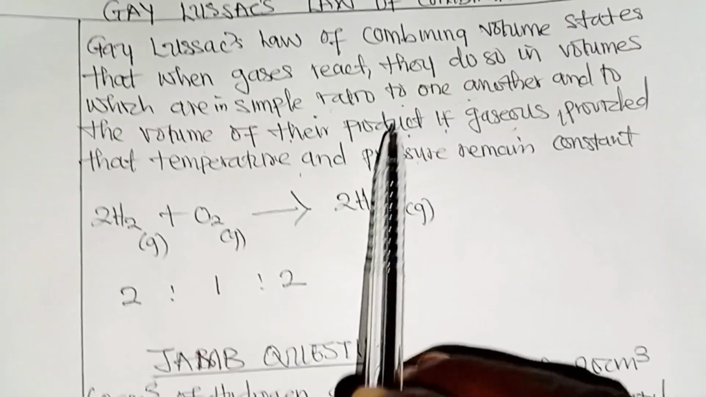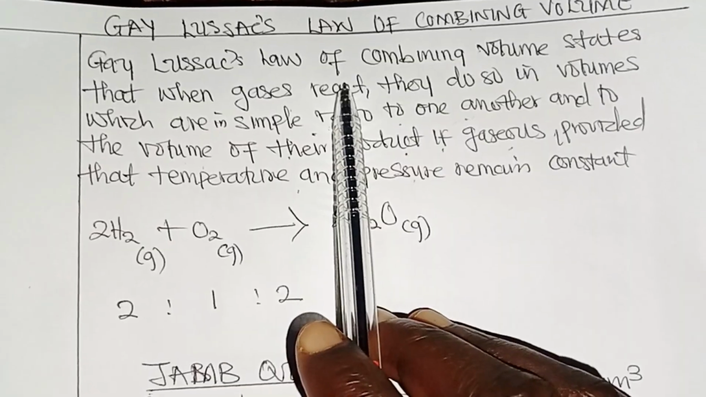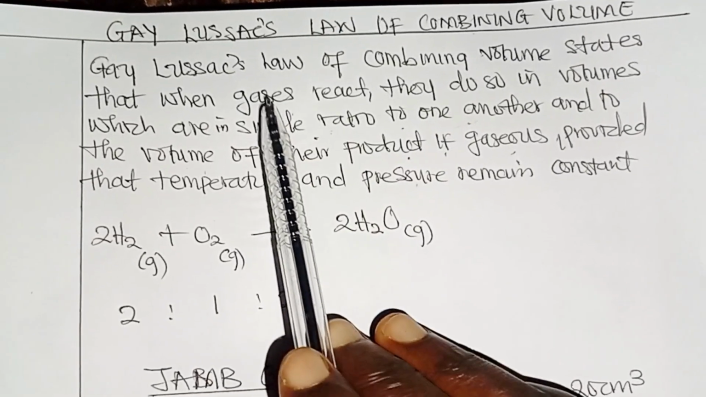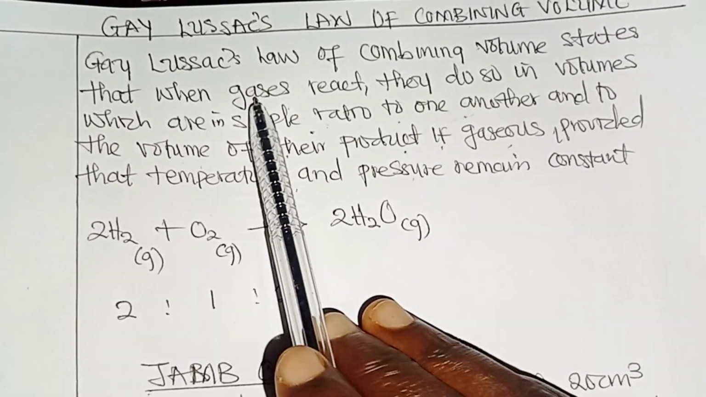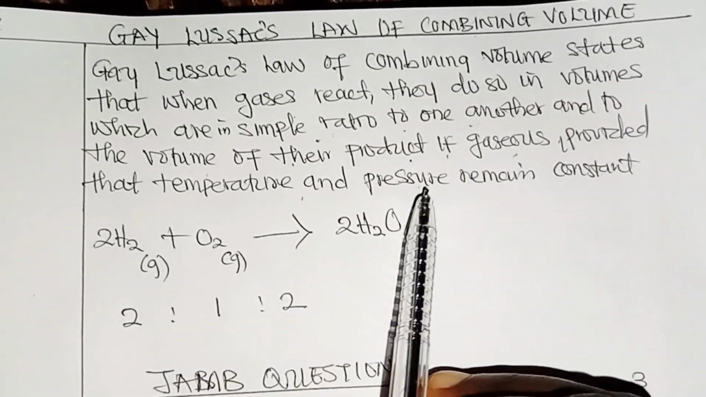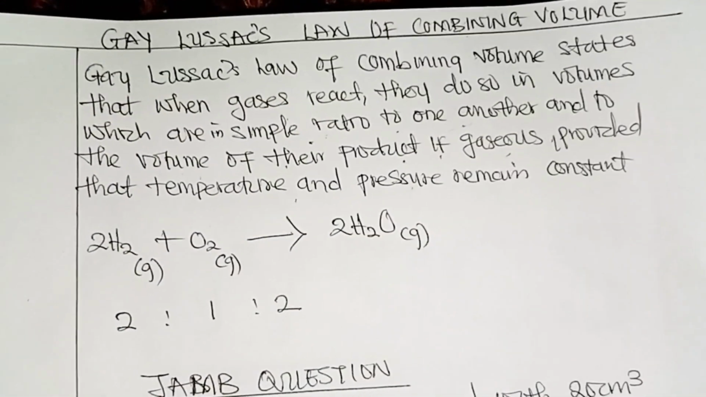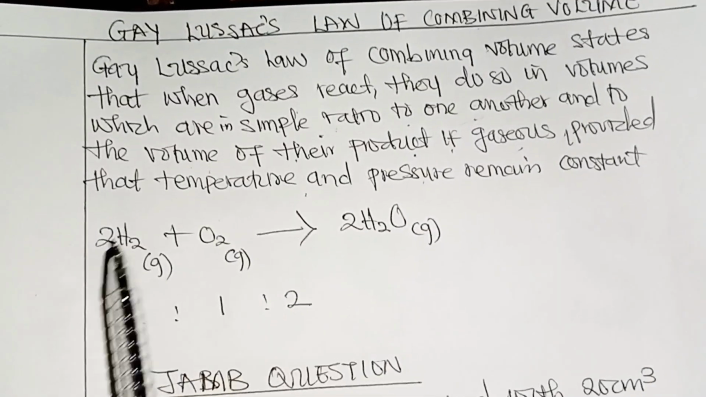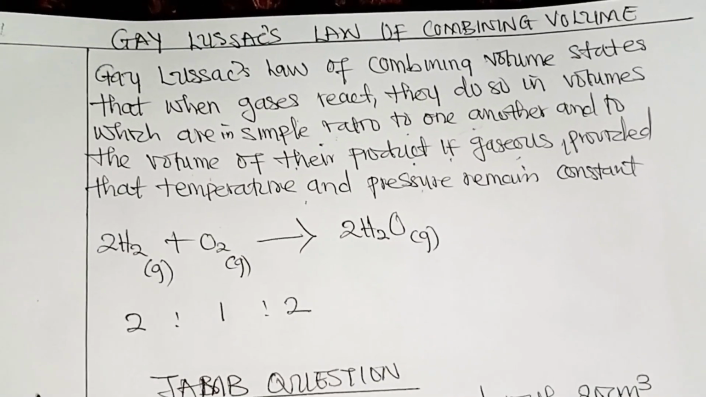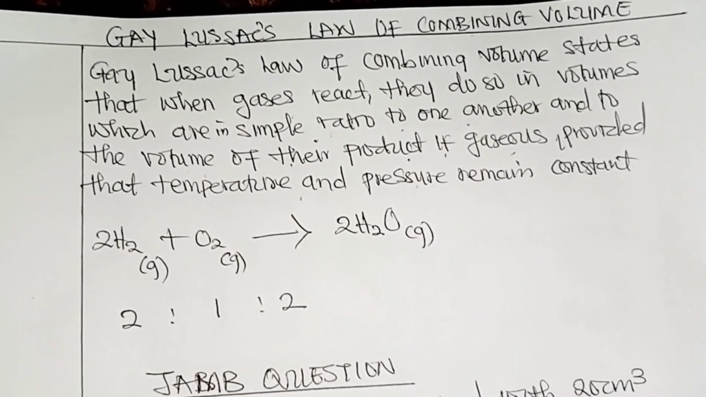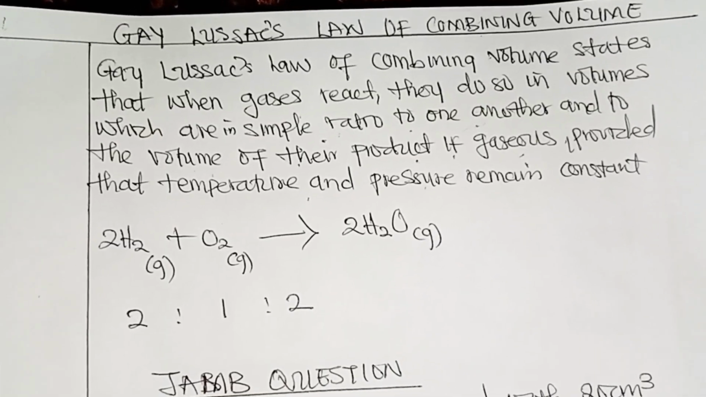Let me explain. When gases react, note, the reactants must be gases, and when these gases react, they do so in volume. They react by volume, they combine by volume, not by mass. And the volumes of these reactants are in simple ratio. What do I mean by simple ratio? Small whole numbers with no fractions or decimal.